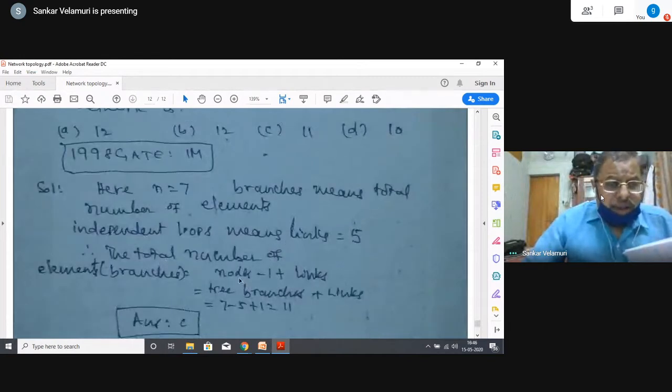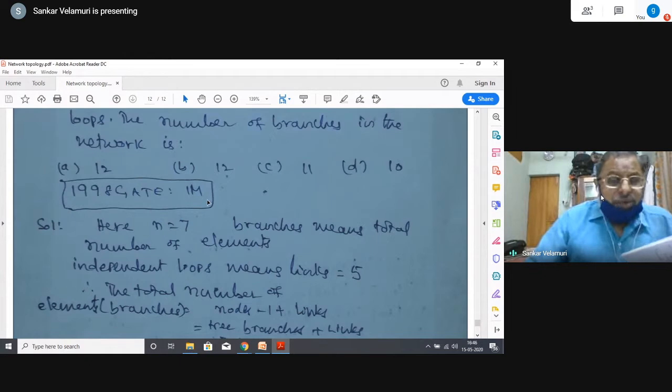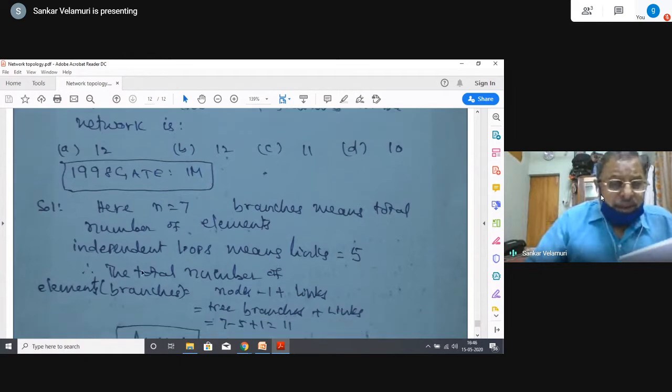The asked question is the number of branches, given the nodes and 5 independent loops. I mentioned these branches should not be mixed with the definition of the tree branches. They are considered to be elements only. That is what I said, it is not standardized. So based on the question, you have to imagine that they are the elements. That is why I have put elements as branches.